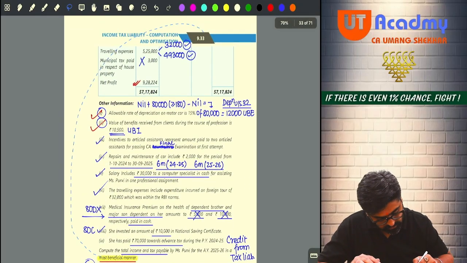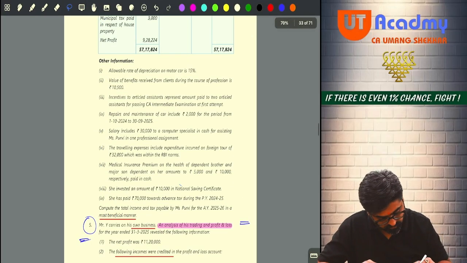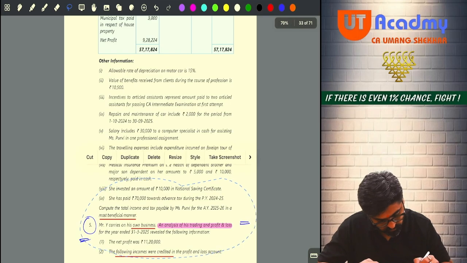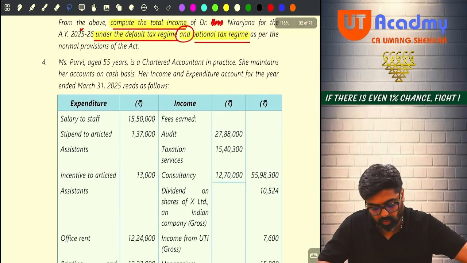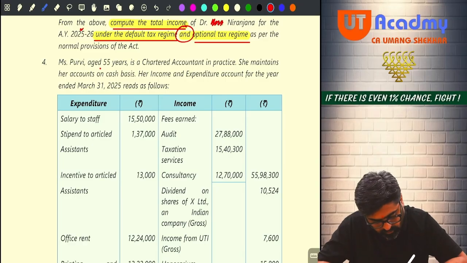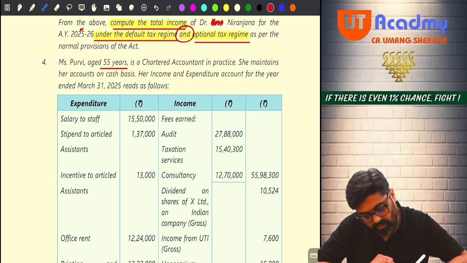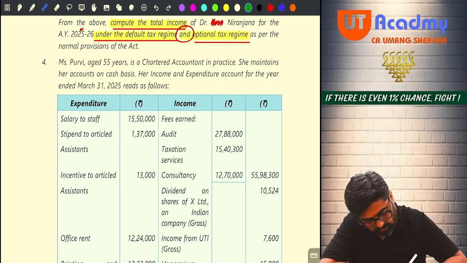The size of the question is very big. Miss Purvi, aged 55 years, is a chartered accountant. Her age is 55 years, meaning that she is not a senior citizen.